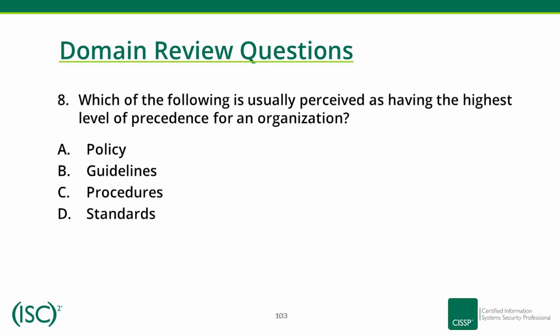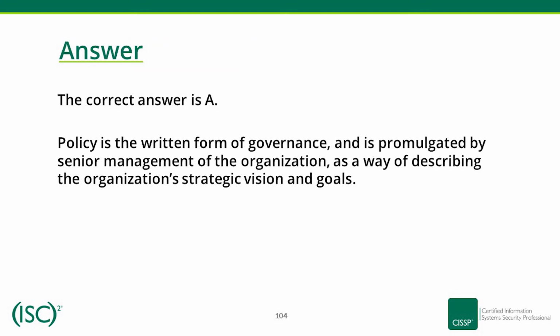Domain Review Questions. 8. Which of the following is usually perceived as having the highest level of precedence for an organization? A. Policy. B. Guidelines. C. Procedures. D. Standards. Answer. The correct answer is A. Policy is the written form of governance, and is promulgated by senior management of the organization, as a way of describing the organization's strategic vision and goals.